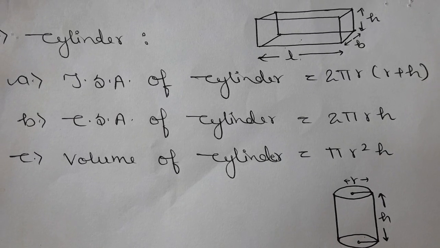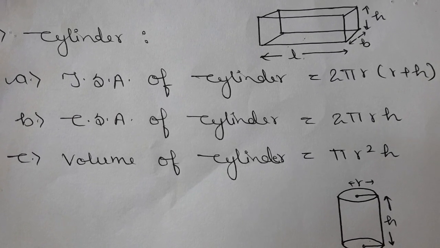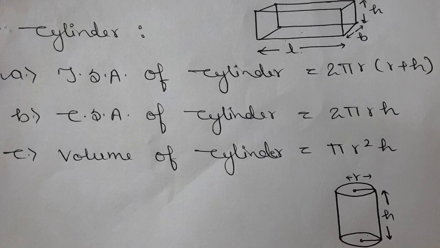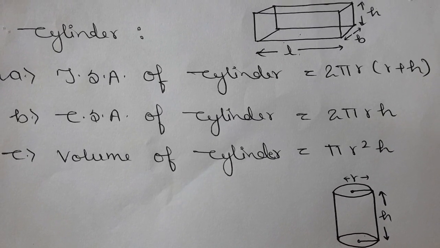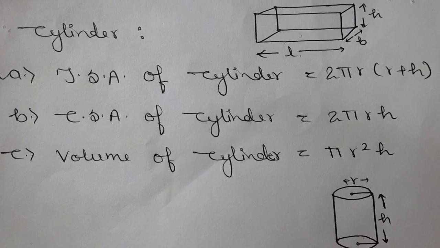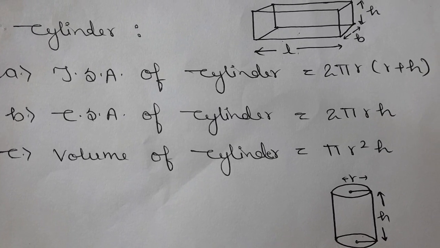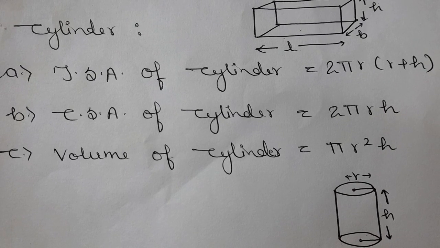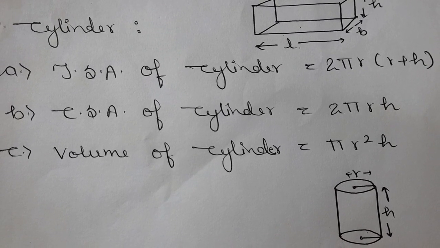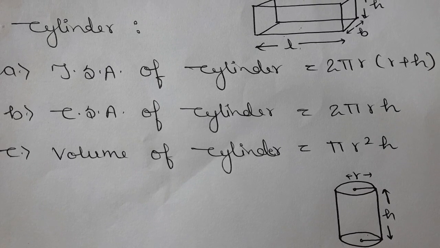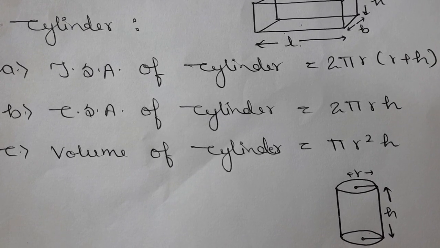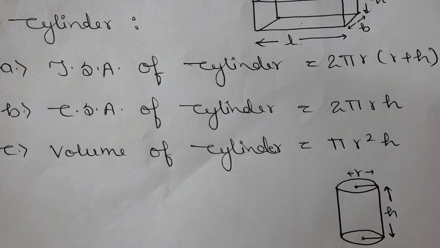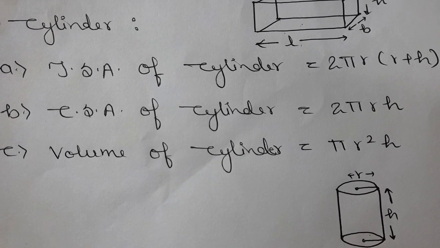Now the next shape is cylinder. Okay, the very common examples of the cylinder are the well, then chalk. These are the examples of cylinder. Now the total surface area of the cylinder, that is equals to 2 pi R into R plus H. Second one is curved surface area of the cylinder, that is equals to 2 pi RH. Third one is volume of the cylinder, that is pi r square h.